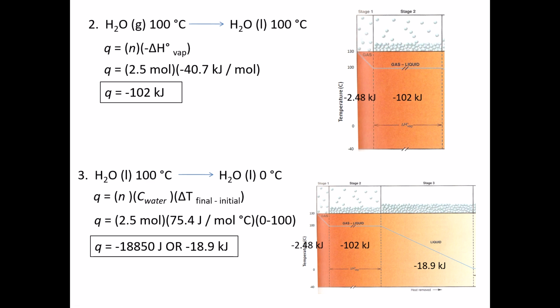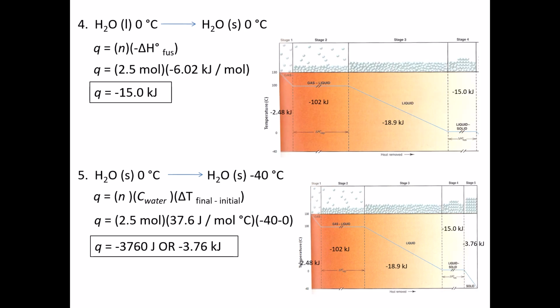Alright, after we've turned all our gas into liquid, now we're going to cool down the liquid from 100 down to 0 degrees Celsius. So we go back to our first type of equation. Q is equal to 2.5 moles times our heat capacity in the liquid phase times our temperature change, final minus initial, to give us negative 18.9 kilojoules just for cooling down the liquid.